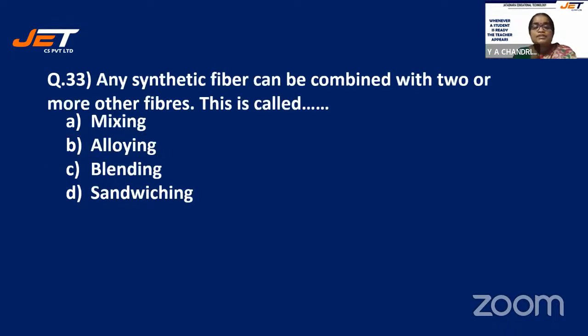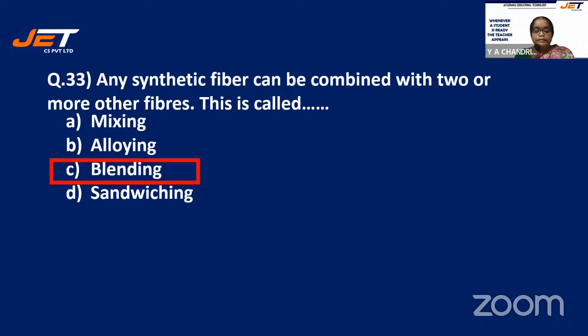Next question. Any synthetic fiber can be combined with two or more other fibers. This is called, ఈ ప్రాసెస్ ని ఏమంటారు? Mixing, alloying, blending, sandwiching. Let us see the answer. It is blending. So any synthetic fiber which can be combined with two or more other fibers, then it is nothing but blending.